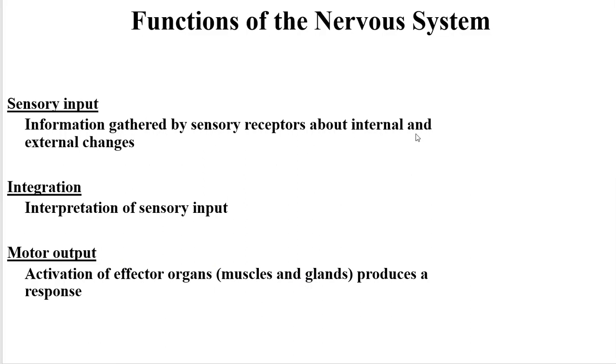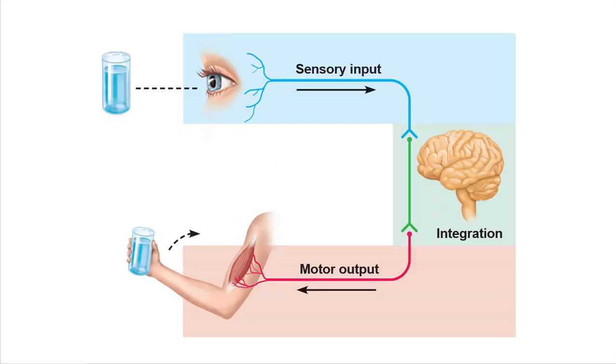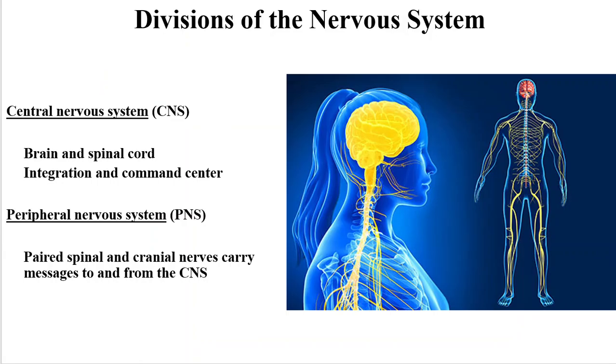So whatever sensory receptors we have, internal and external, these are interpreted, and then the appropriate effector organ, either muscles or glands, are activated. So here's just another illustration of it. It's pretty straightforward. You see the water, you decide you're thirsty, you make that decision, the integration, and this is where it happens at the brain. And then you send the output to the skeletal muscles, pick up the glass and bring it to your mouth.